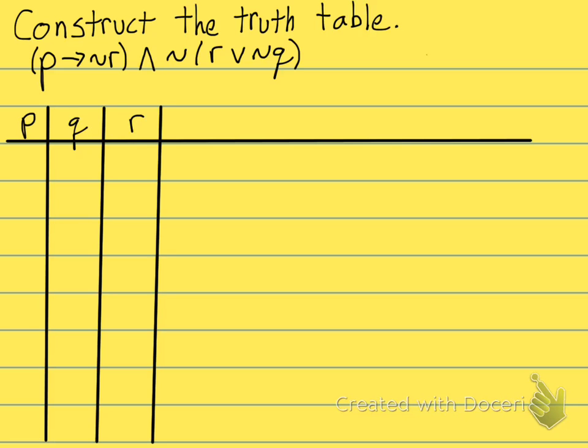Remember, when setting up a truth table for three statements, we start by doubling the P and Q rows. So P and Q normally goes true, true. So we would write down true, true twice. And then it would be true, false. So we put down true, false twice. Then it would be false, true. So again, we put that down twice. And then finally, false, false.